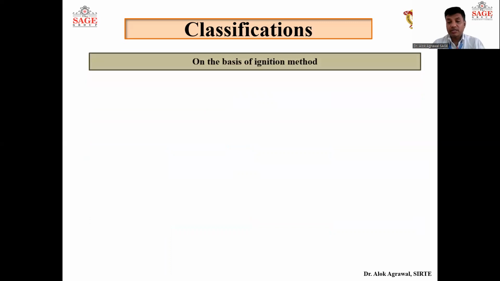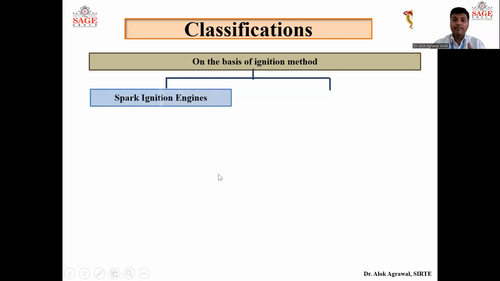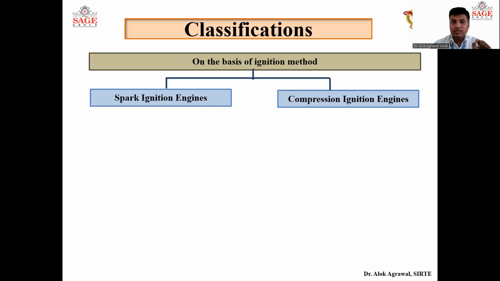Again, on the basis of ignition method. What is ignition? If you want to burn fuel, we have to ignite it. We have to initiate the combustion phenomenon. So on the basis of how we are igniting the fuel, the engine can be classified as spark ignition engine or compression ignition engine. In a spark ignition engine, we give a spark to the fuel so that the combustion phenomenon starts. And in a compression ignition engine, we compress the fuel in such a way that it will auto ignite. It will reach a temperature where it will auto ignite, and that comes under the category of compression ignition engine. That is, it can also be said as SI engine and CI engine.